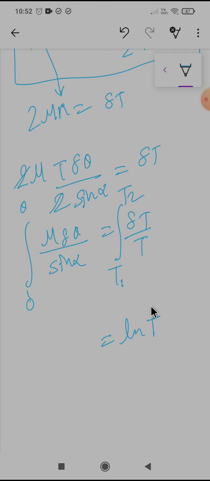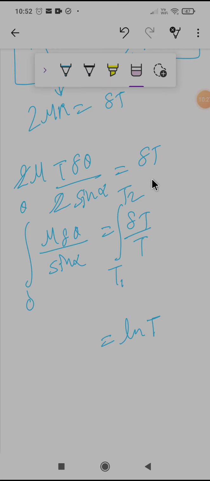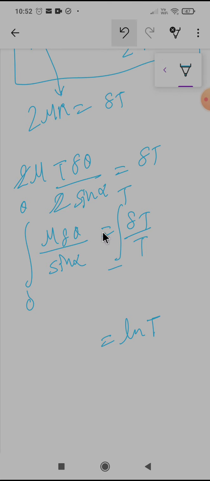So here we are taking from T2 to T1, that is from tight to slack. So here it will be ln T1 by T2. So this will be ln T1 minus ln T2, which is ln T1 by T2.